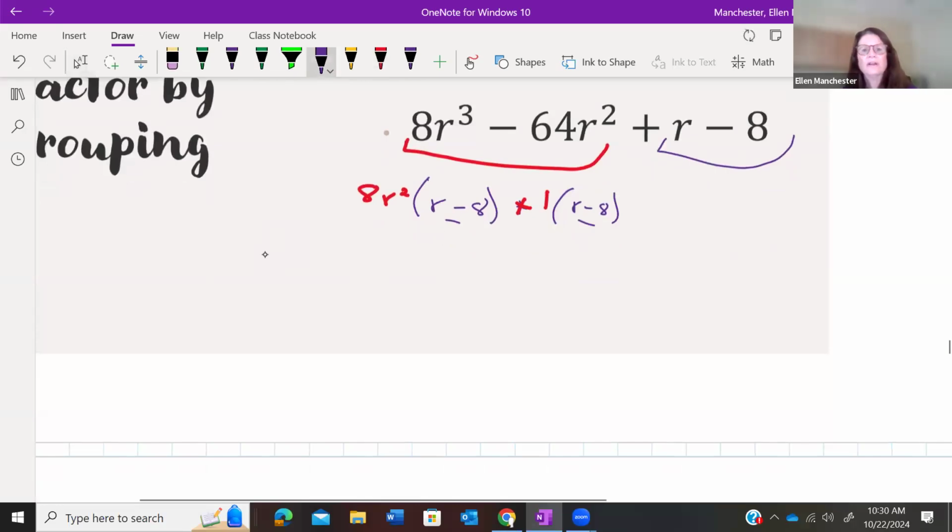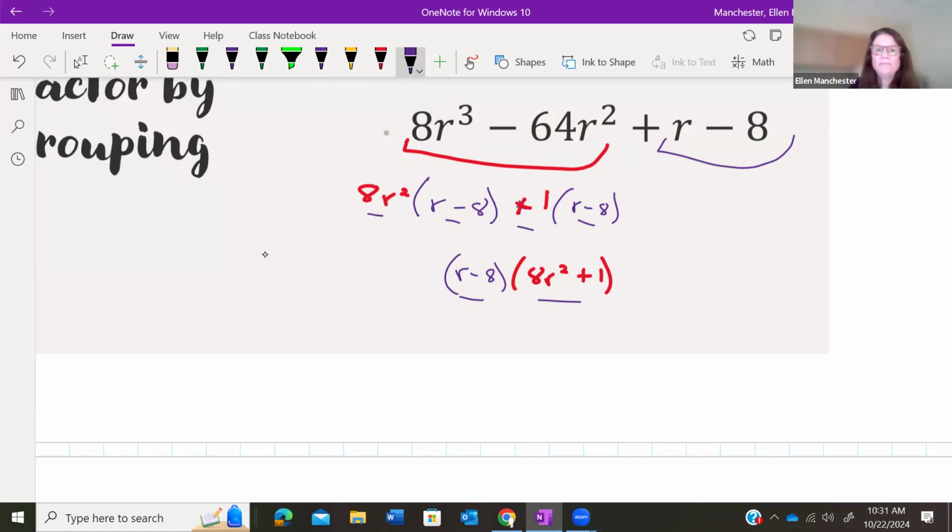It's so winky all of a sudden. So it is r minus 8 times 8r squared plus 1. So remember, whenever you're doing these factor by grouping, you have to have 2 sets of parentheses with binomials in them. That's how you know you've done it correct. So even when there's nothing in common, there's always a 1. So you have to have something to connect your first term to. Okay? And then again, you can multiply through.